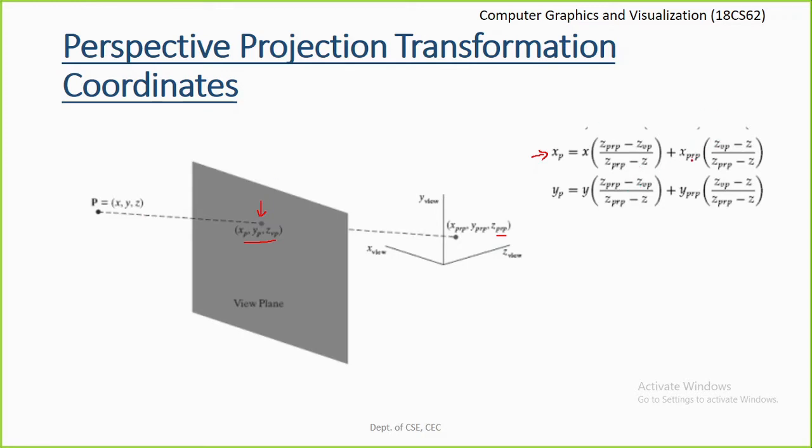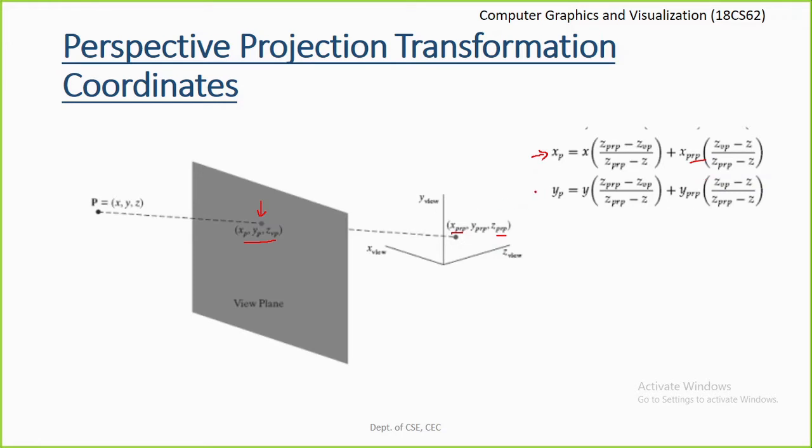plus x coordinate of the projection reference point into zvp minus z divided by z coordinate of the projection reference point zprp minus z. So this is the equation to compute the x coordinate of the point of intersection of the projection path with the view plane. So xp is given as x coordinate of the point into zprp minus zvp divided by zprp minus z plus x coordinate of the projection reference point, that is xprp into zvp minus z divided by zprp minus z.